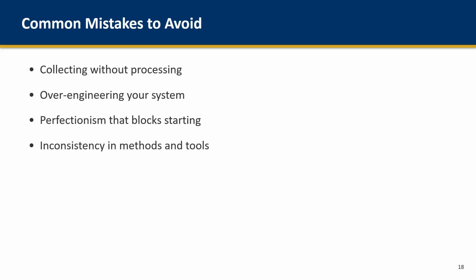Over-engineering your system is another danger, particularly for those who enjoy productivity tools. You can spend so much time organizing, tagging, and perfecting your system that you have no time left for actual reading and thinking. The best system is one you will actually use consistently, not the theoretically perfect one you never implement. Perfectionism can prevent you from starting at all.